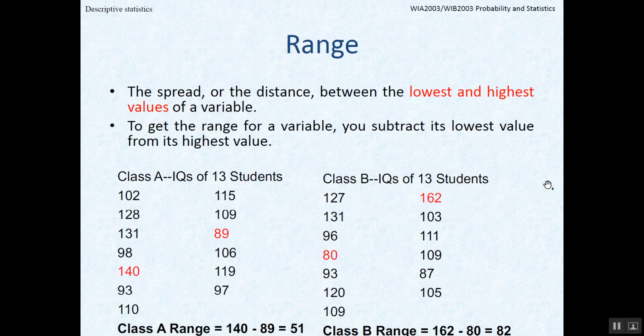Okay, now let me go into variation, and one of the measures of variation is the range. It basically shows the spread, the distance between the lowest and the highest value. So you will always find the minimum and the maximum, and see the difference. What is the range for class A? The highest value is 140 and the lowest is 89, so the range for class A is 51. For class B, the highest is 162 and the lowest is 80, so the range is 82, because 162 minus 80 is 82.